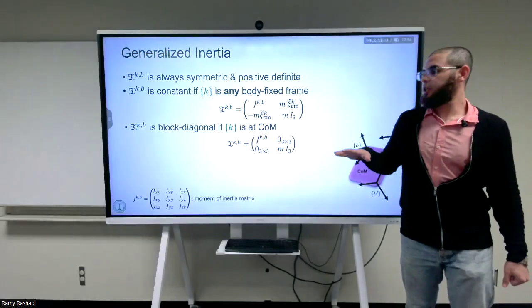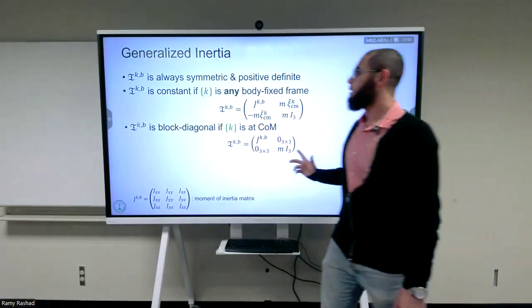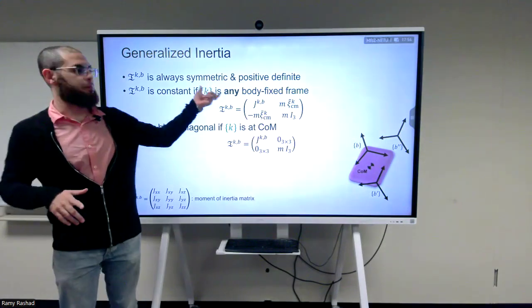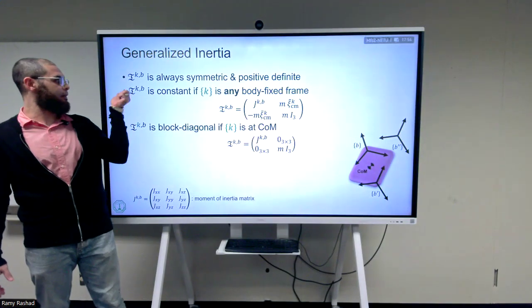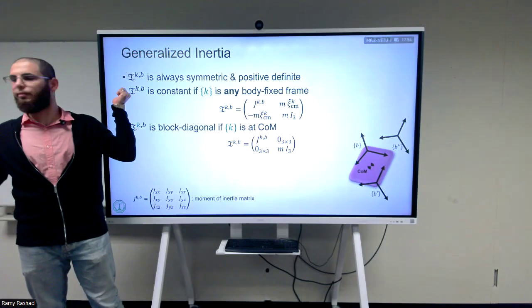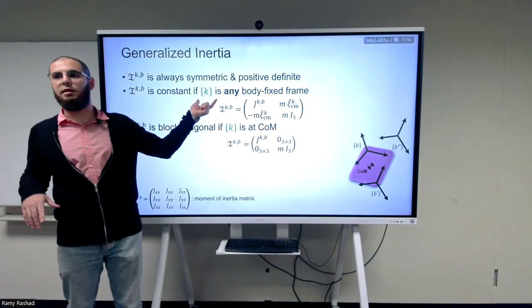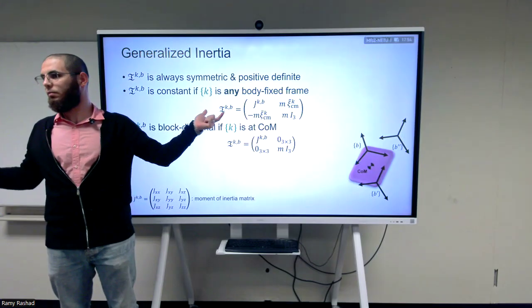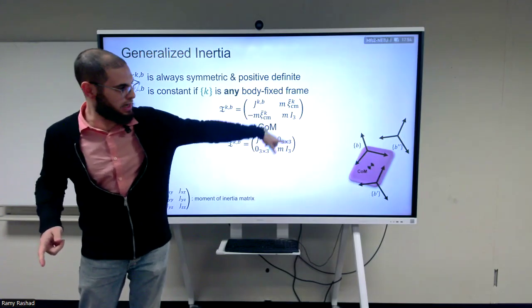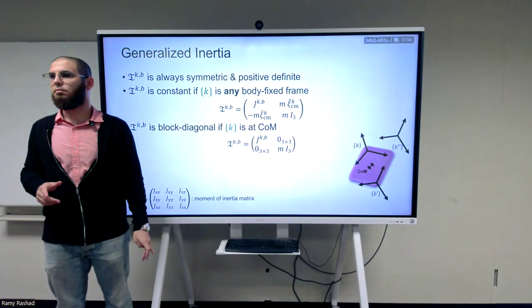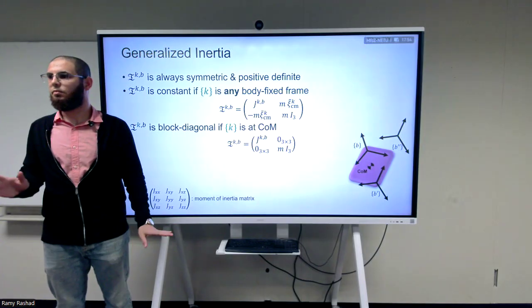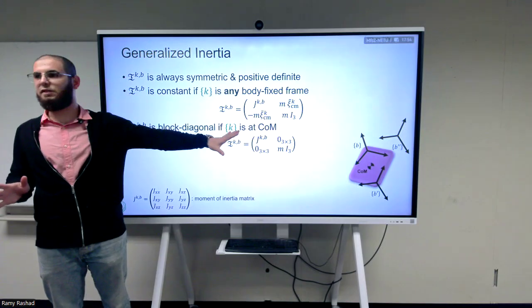This is the generalized inertia. The generalized inertia is always symmetric and positive definite. That's one of its properties. It is constant if you represent it in frame K, when K is any body fixed frame. And these are three examples of body fixed frames you see there. Make sense? These are all three body fixed frames.